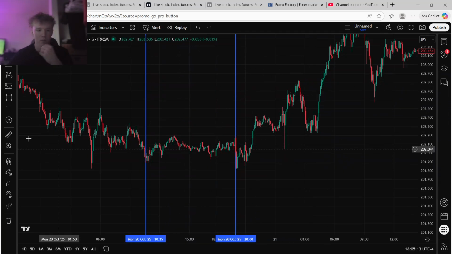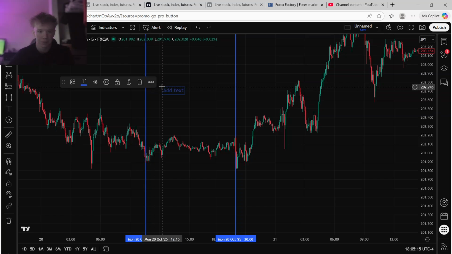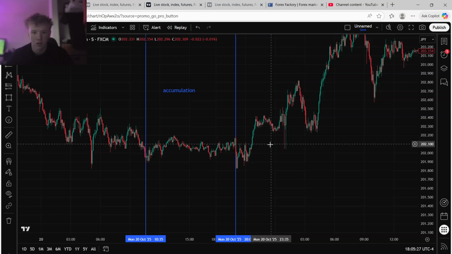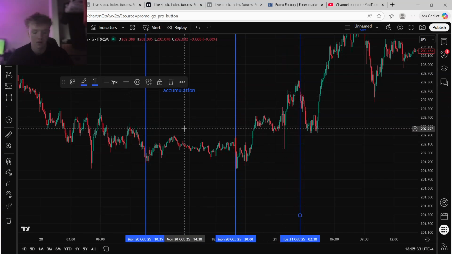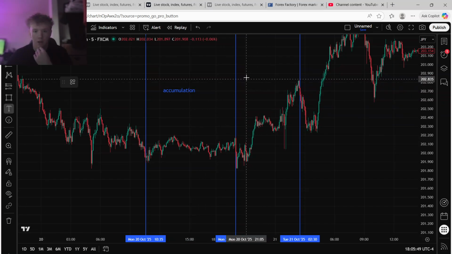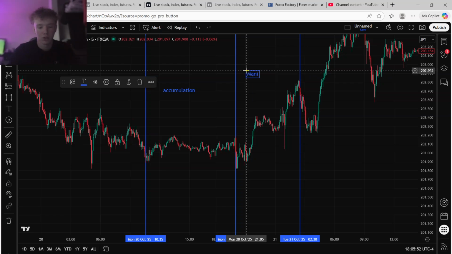Accumulation zone. I will write it just in case. So accumulation right here. What do we do? We break out. This is about the Asia session. So we break out, and then we have that accumulation zone there, and then right here, manipulation.